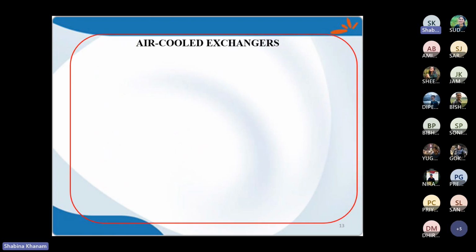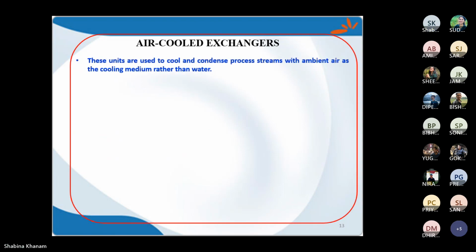Next heat exchanger we are having is the air cooled heat exchanger. These units are used to cool and condense process streams with ambient temperature as the cooling medium rather than water. So air cooled heat exchangers are used as condensers, where the cooling media is air instead of water.